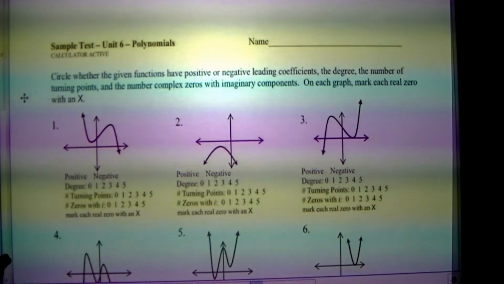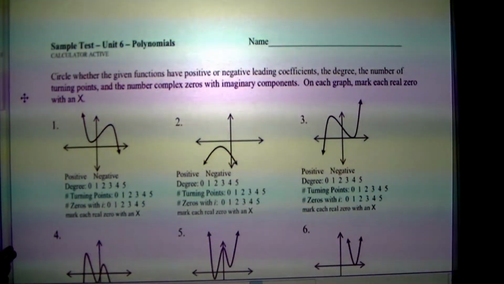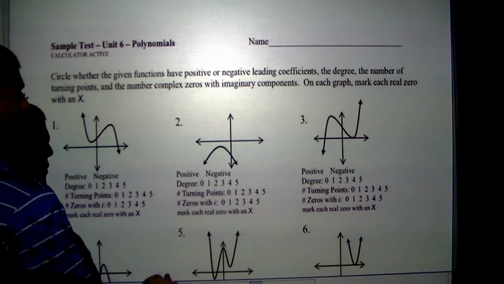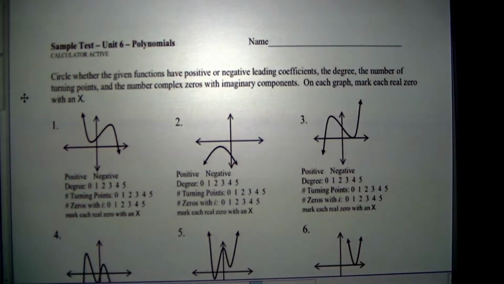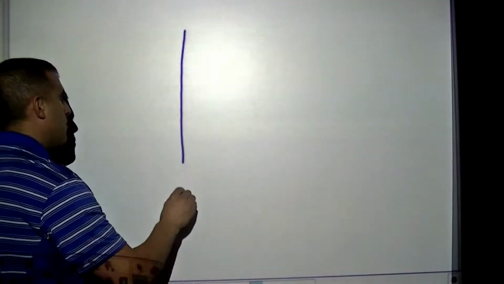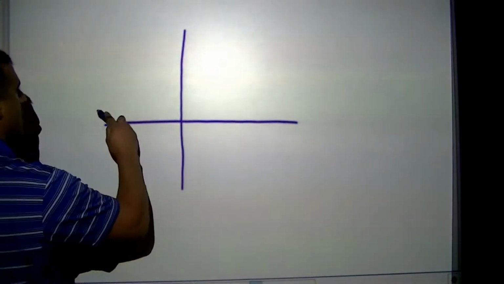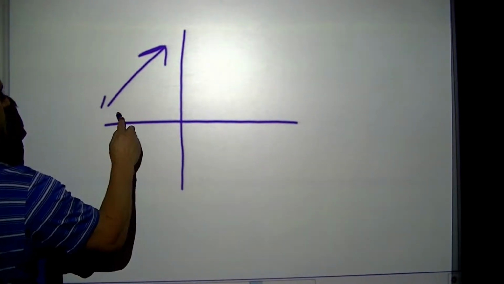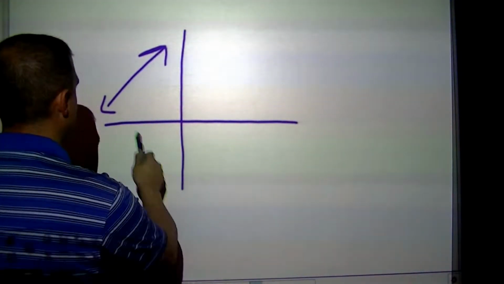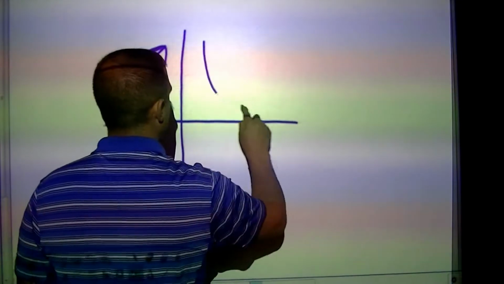A couple things that you want to look at first to determine positive, negative. Basically, every polynomial, and I'm going to go forward for a second. I want to go to a blank page so I can show you something. Every polynomial is going to be one of these four categories. You're going to have the end behaviors, and they are either going to be one of these.